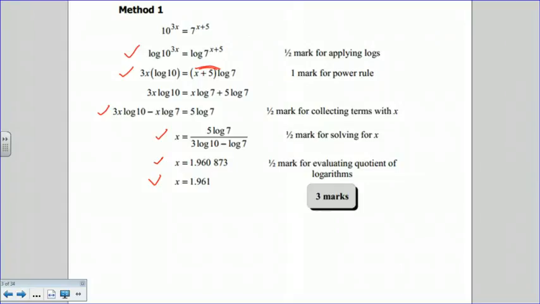How many people got 2.5, 3? Okay. Any questions on that?